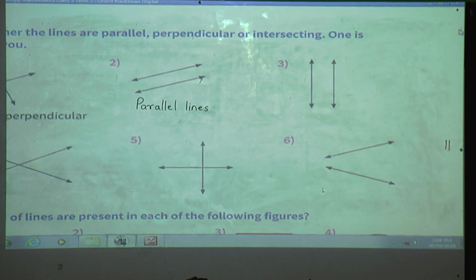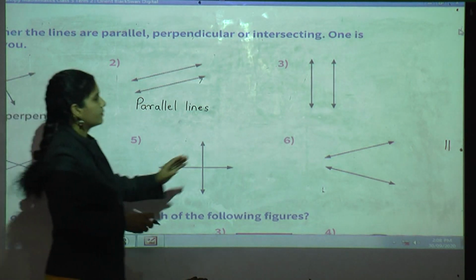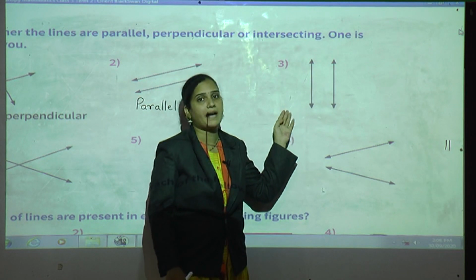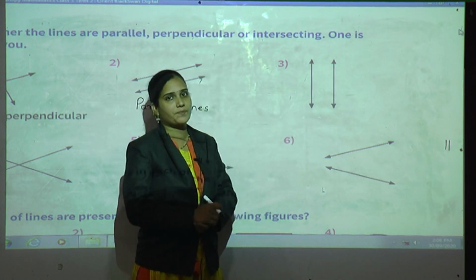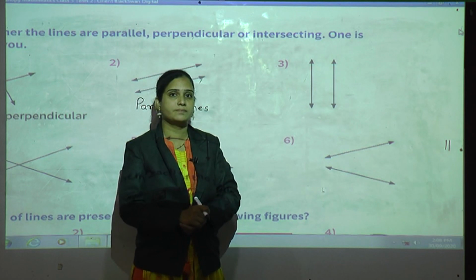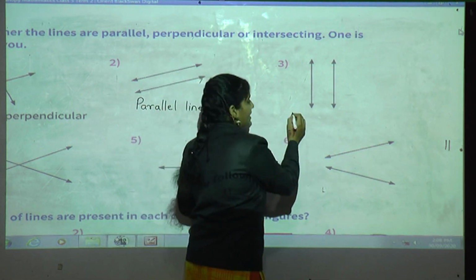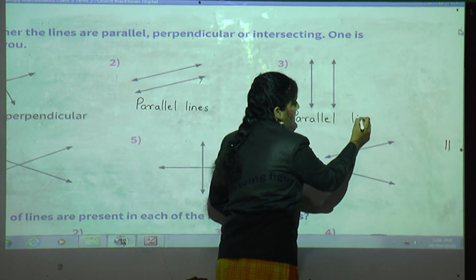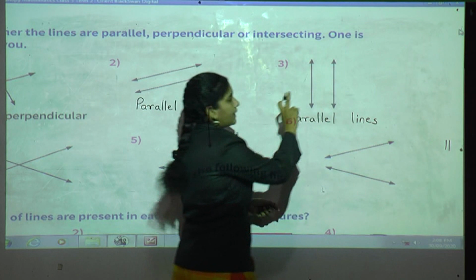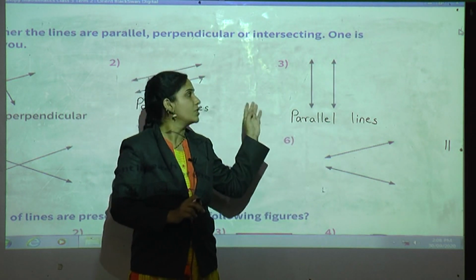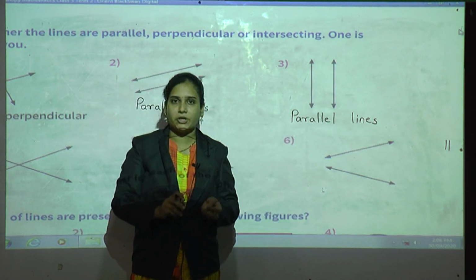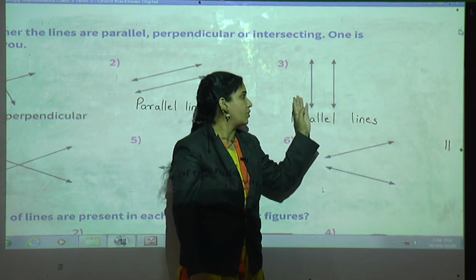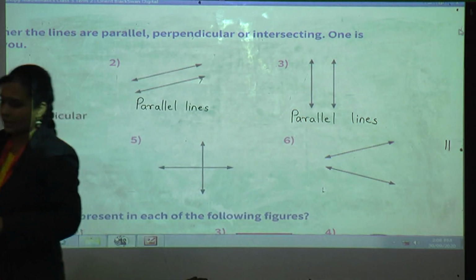Now third one. Yes students, tell me the answer. Are they intersecting, parallel or perpendicular lines? Yes, they are parallel lines. Very good students. They are not making an angle of 90 degree, so they are not perpendicular lines, and they are not intersecting each other, so they are not intersecting lines. They are parallel lines.